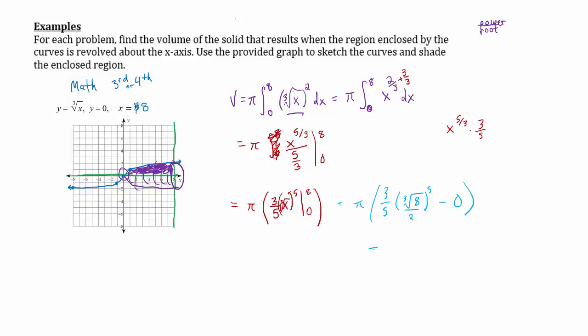And so we're going to do pi times 3/5 times, that made it look like divide by 2. That part is 2. We're going to do 2 to the 5th, which is 32. So we're doing pi times 3/5 times 32, which ends up being 160/3 pi.